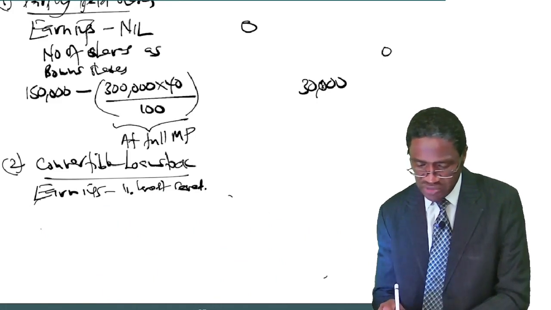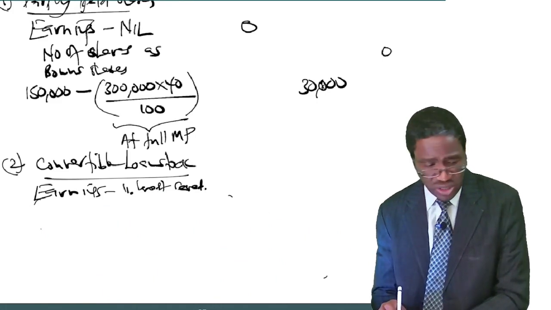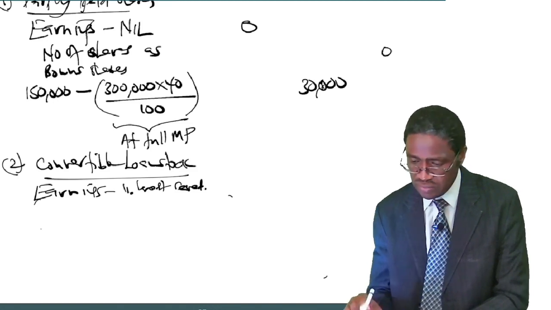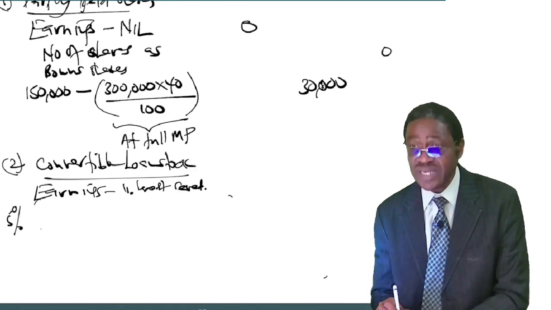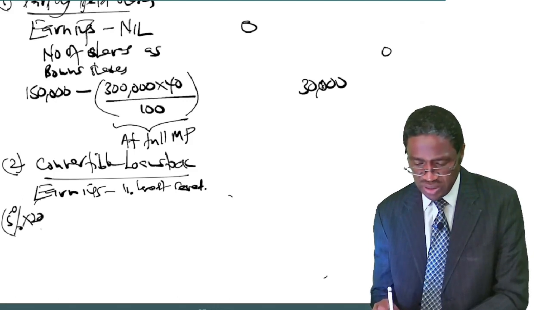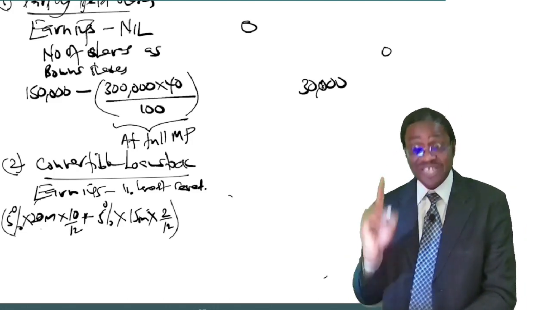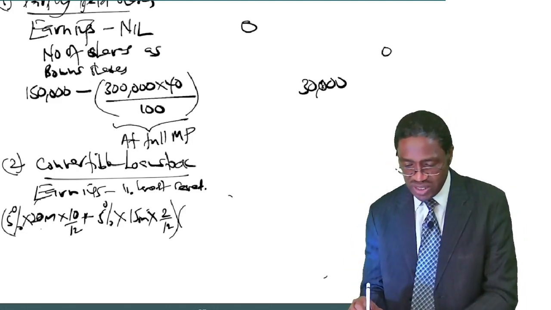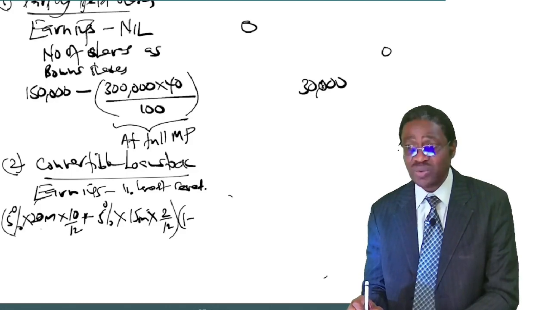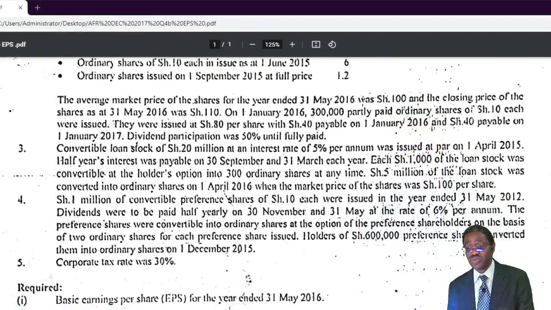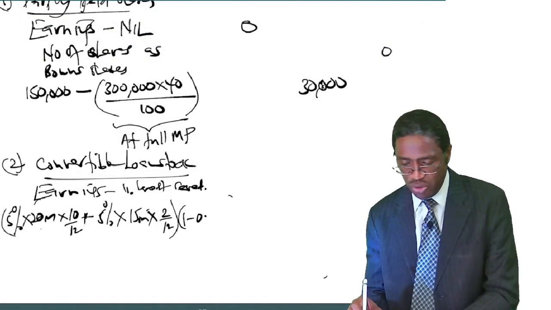So we are saying it is 5%. Yes, 5%, sorry. 5% of 20M for 10 months plus 5% of 15 for another 2 months. That's what you paid. But I would have saved it net of tax, which means I take 1 minus the tax rate. We were told the tax rate was what percentage? 30%. Good. So we multiply that by 1 minus 0.3.